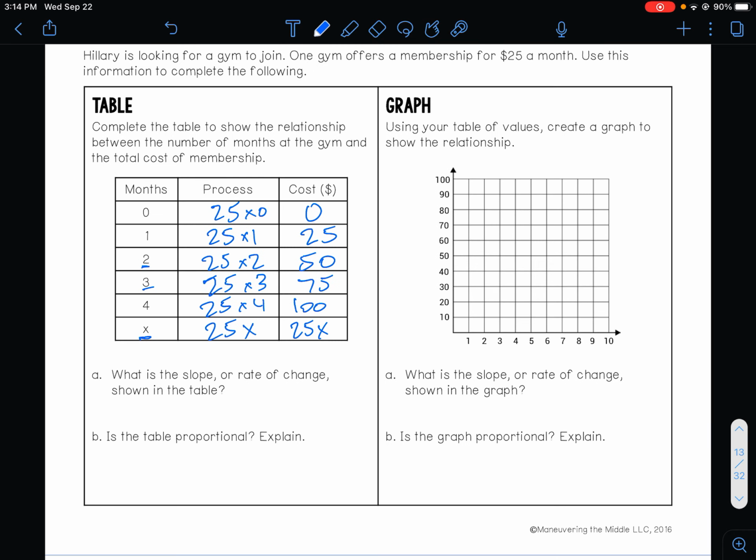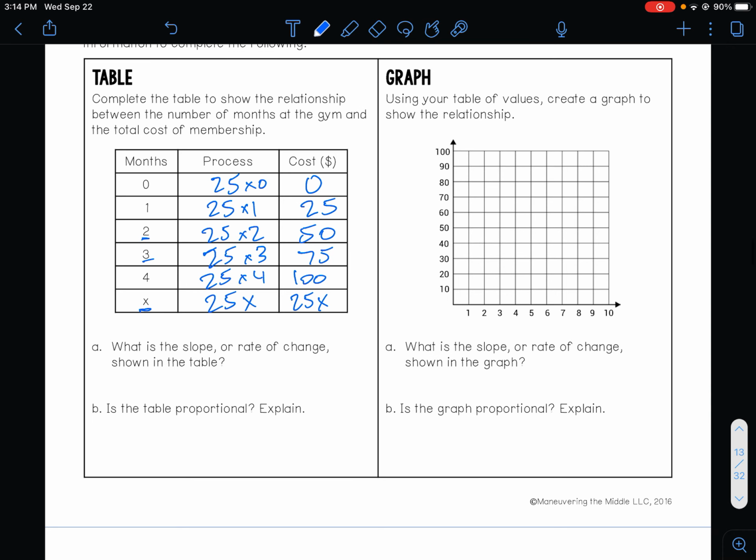So what is the slope or rate of change shown in the table? Well, the slope or rate of change shown in this table is going to be 25. That's the rate of change. It changes by 25 every month. Sorry, it's kind of an ugly 5, but it's okay. You could also say $25 is the rate of change.